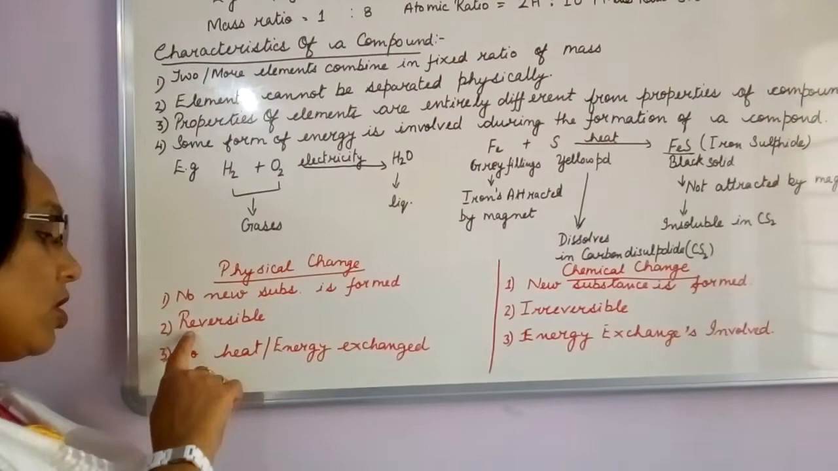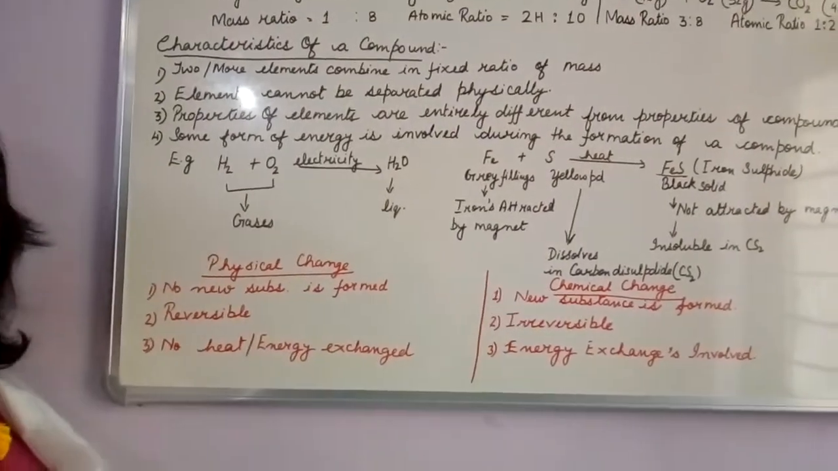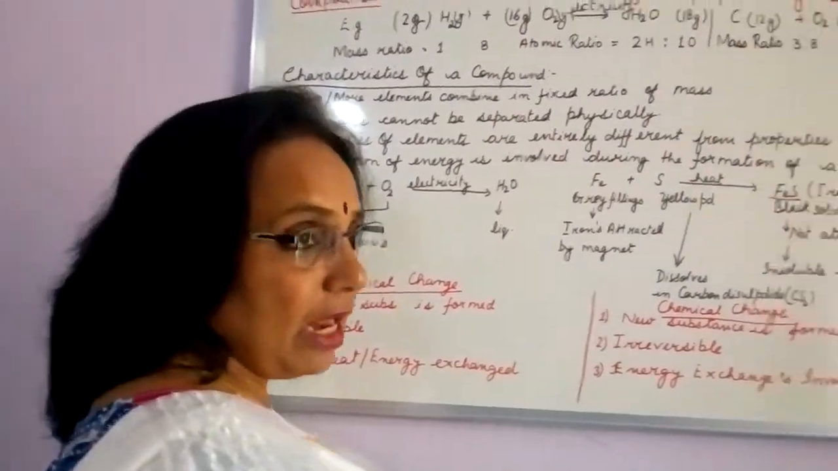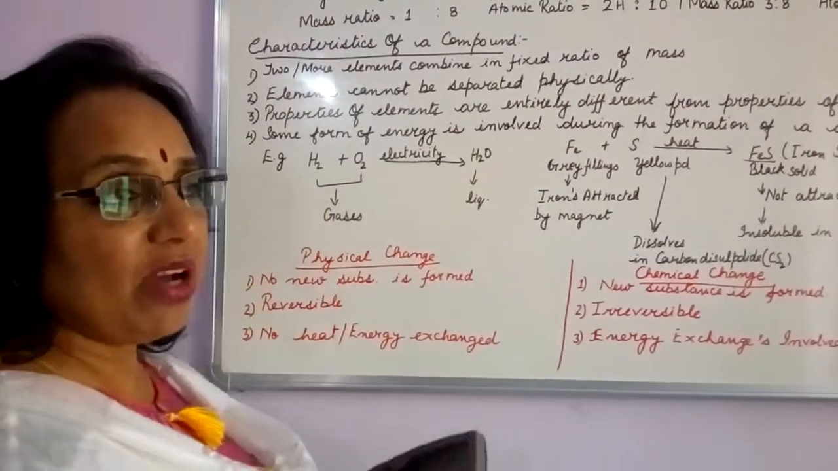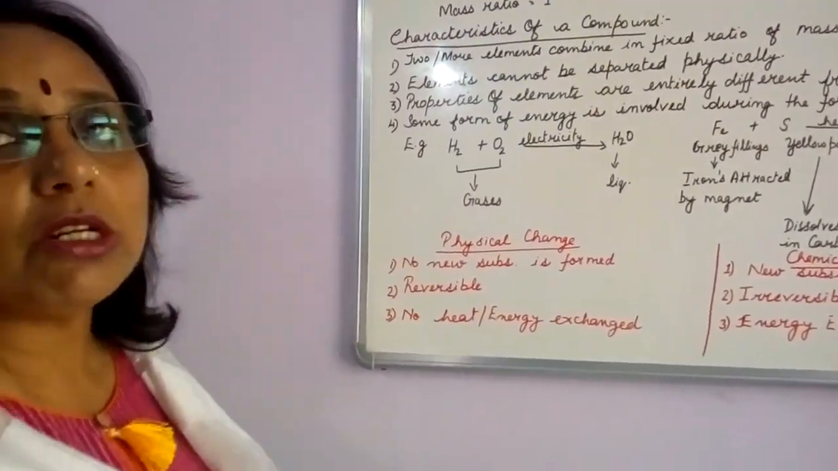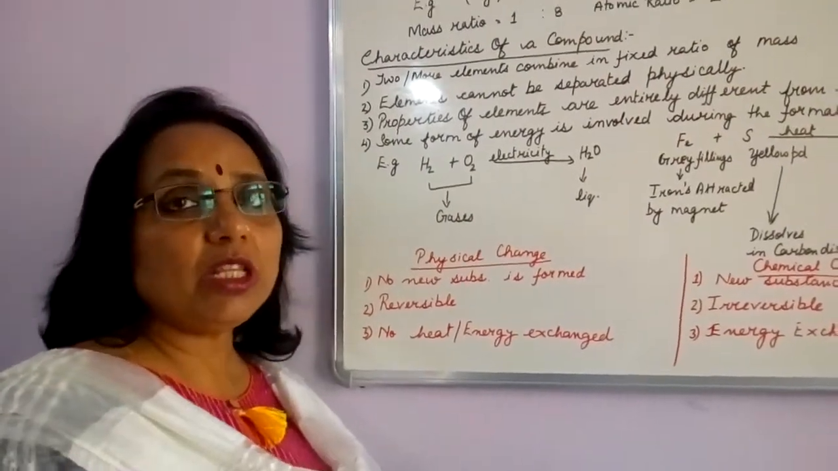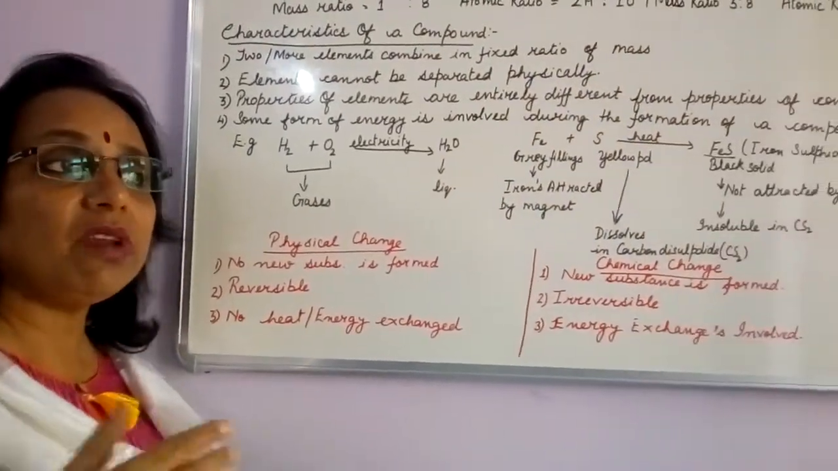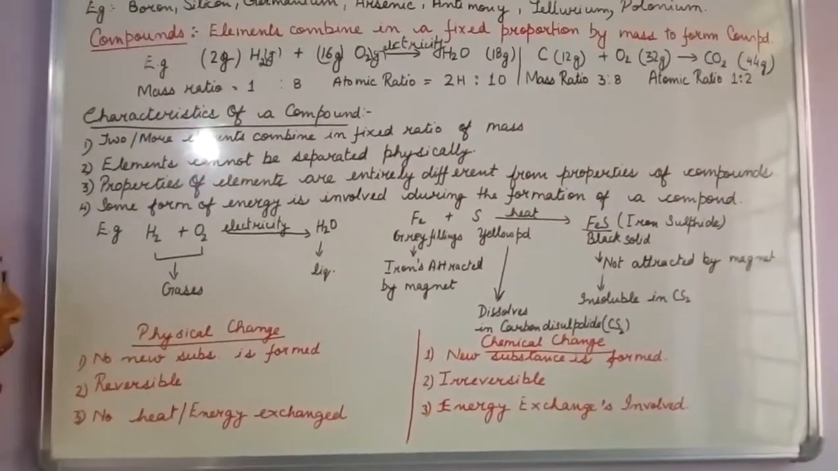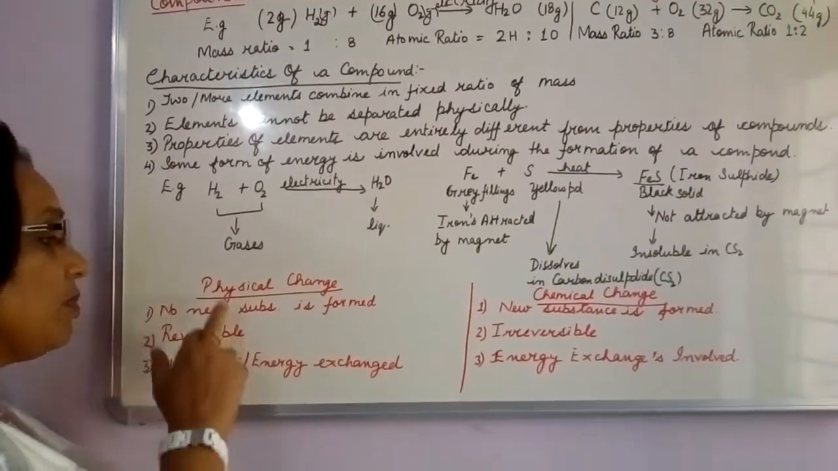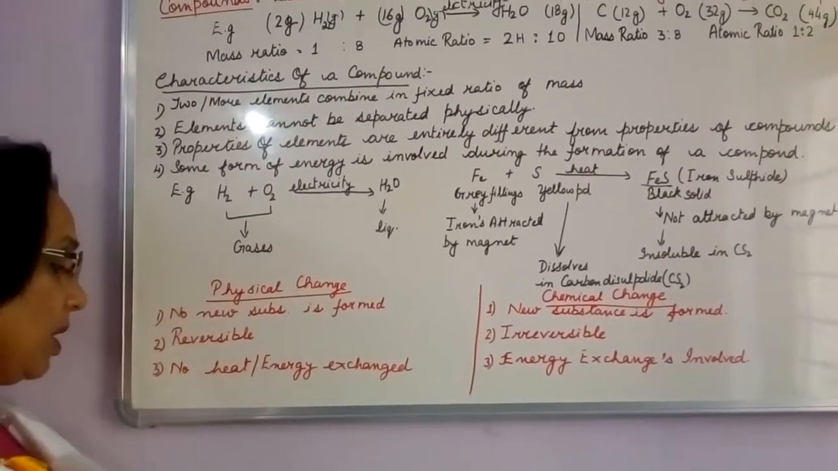Physical change is also reversible. That means ice which has melted and formed water, I can once again convert the liquid water to ice. How can we convert it? By cooling it. If we put the liquid water in the refrigerator, it will get converted back into the ice form. So this is reversible. The physical changes are reversible.